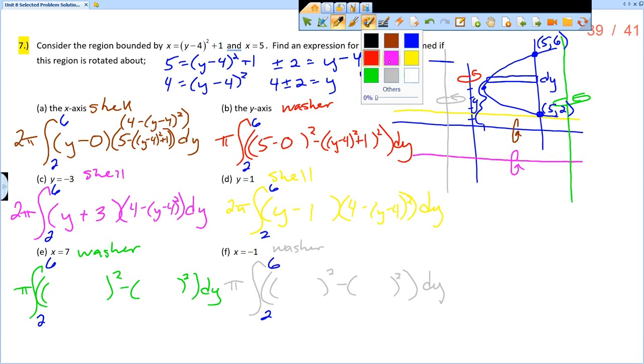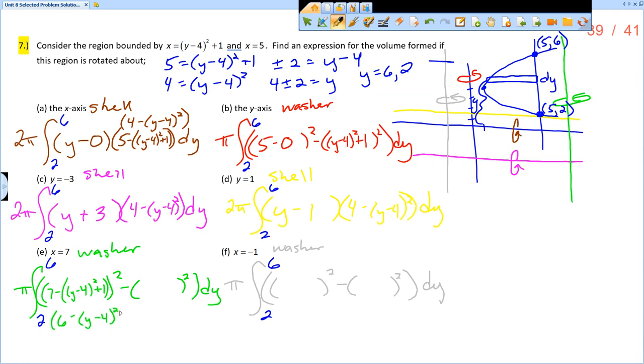So E, we are using the washer method once again. So now x equals 7. Now x equals 7 is on the right side. So which boundary is furthest from that axis of rotation? Actually, the left-hand boundary. So we're going to take 7 and subtract that equation. So that's going to be 7 minus (y minus 4 squared plus 1). But then you'll recognize that if I distribute the negative, 7 minus 1 is 6. And so this becomes 6 minus the y minus 4 squared, all of that squared for the big R.